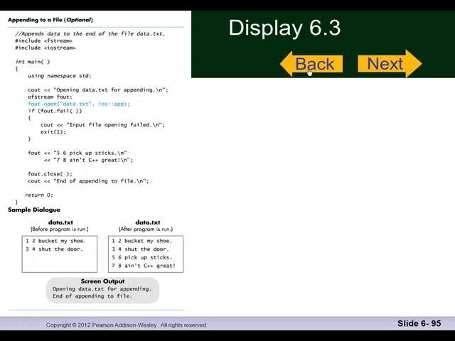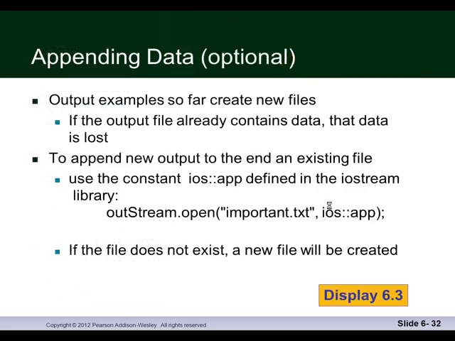Oh, did I go too fast? Yeah. The only thing over here is this app over here. Yes? The ios. That's why we're using the namespace, so we don't have to put these things for cin, cout.